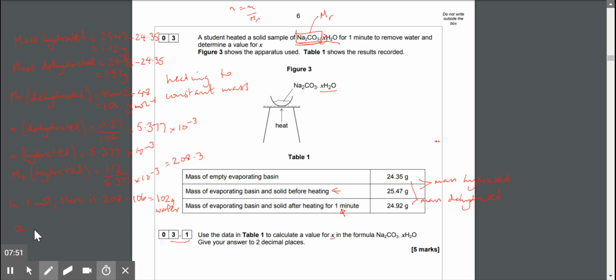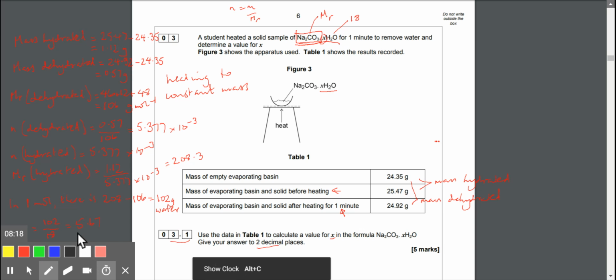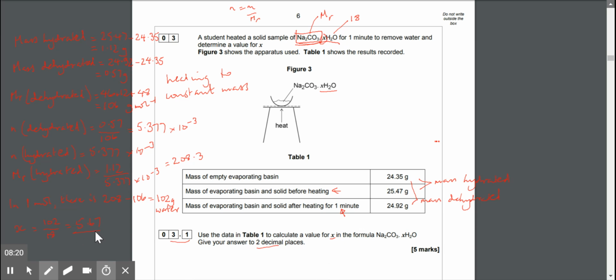So X is the number of moles of water that we have in 102. So water, MR of water, just the H2O bit, is 16 plus 2 is 18. All right, so we're going to do 102 over 18, and that comes out to be 5.67. And it wants our answer to 2 decimal places. So there you have it there. 5.67. And you would expect a whole number because you can't have a fraction of a water molecule.